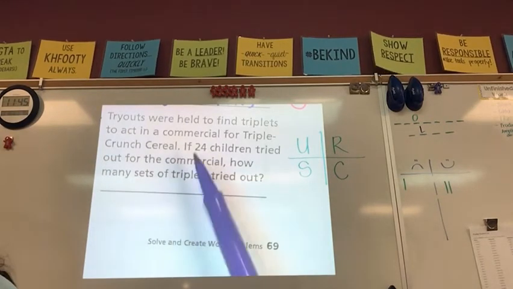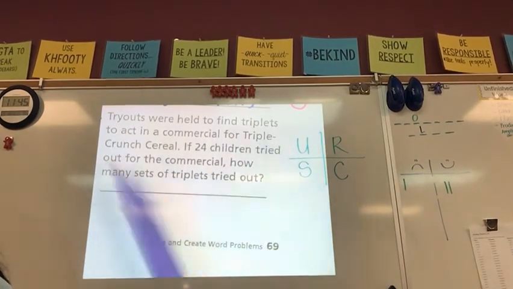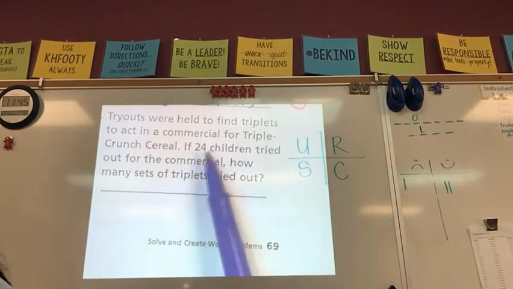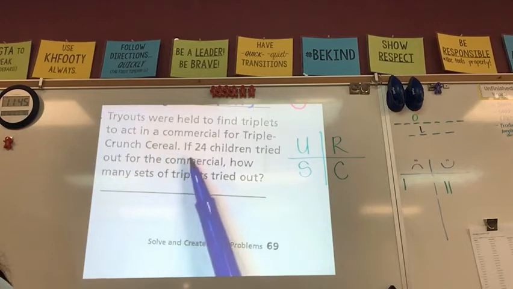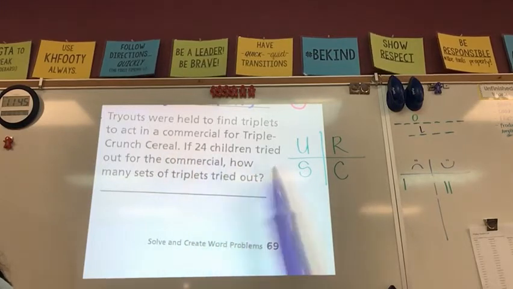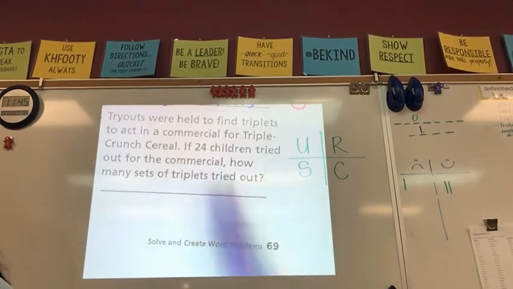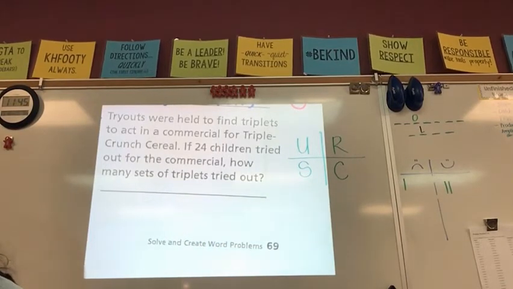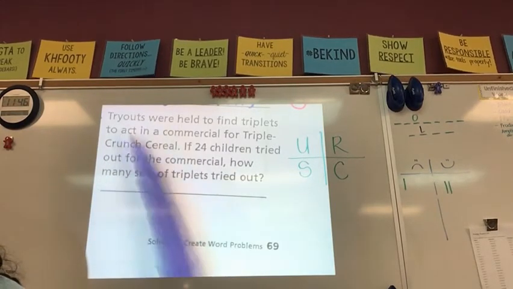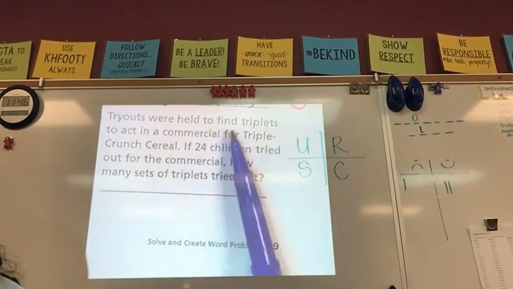Tryouts were held to find triplets to act in a commercial for Triple Crunch cereal. If 24 children tried out for the commercial, how many sets of triplets tried out? How many people is a triplet? 3. Well, that's something to note. Would you guys reread this with me? Tryouts were held.